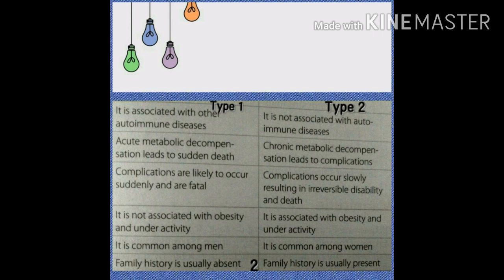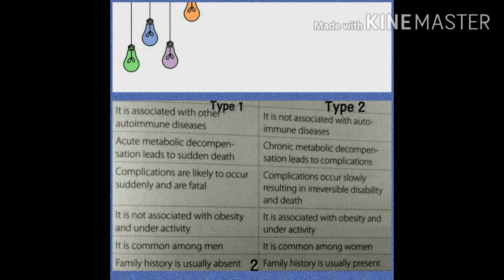Type 2 diabetes is a chronic metabolic syndrome, and it leads to complications, not sudden death, but very slowly and gradually, irreversible complications occur in the patient if he or she does not bother about lifestyle or medication or yoga or exercise, anything. If he does not bother, it leads to slow and irreversible complications. Examples are diabetic retinopathy, peripheral neuropathy, and gangrene, and so on.